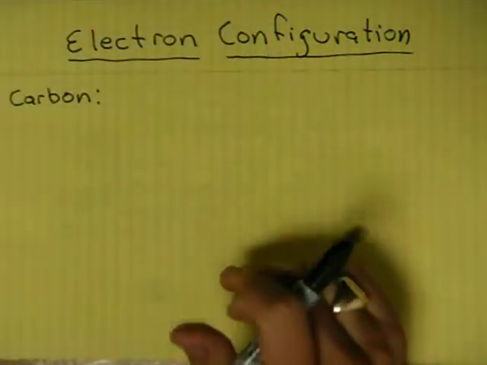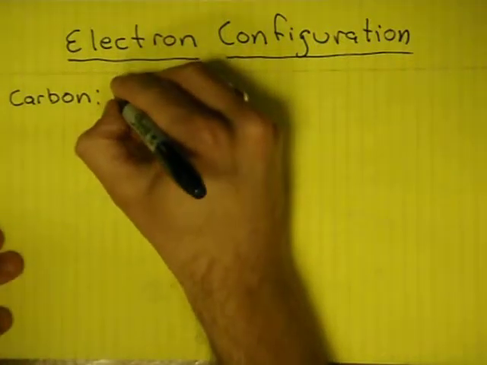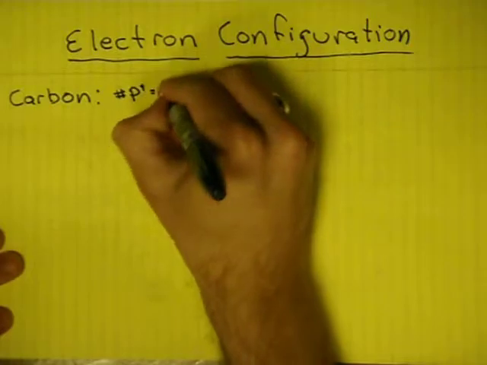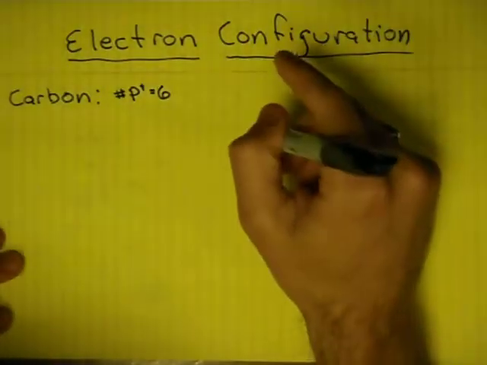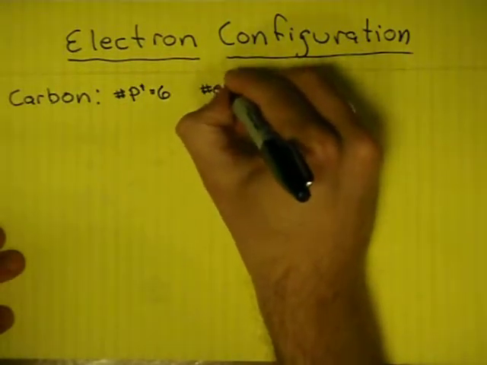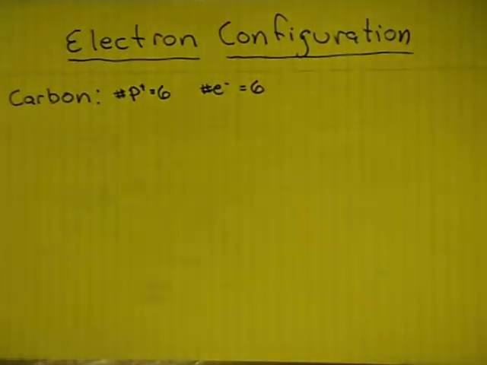So if we take a look at our periodic table, you see that carbon has an atomic number of 6, which tells us that the number of protons is equal to 6. So for a neutral carbon atom, one that doesn't have a charge, then the number of electrons is equal to 6. So what does that look like?